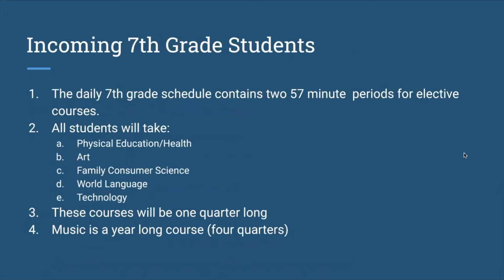Your seventh grade schedule, as you saw, contains 2 57-minute periods for elective courses. All students in seventh grade will take physical education, and in there is a 2-week health course. You will also take art, family consumer science, world language, and technology. These courses will be 1 quarter long, so 9 weeks. However, music is a year long, which is 4 quarters. So that will take up all 4 quarters of an elective.